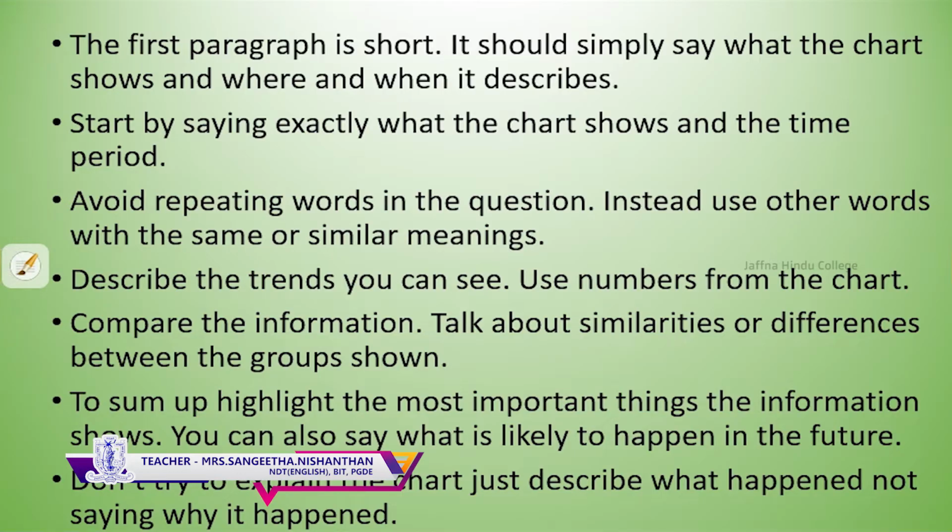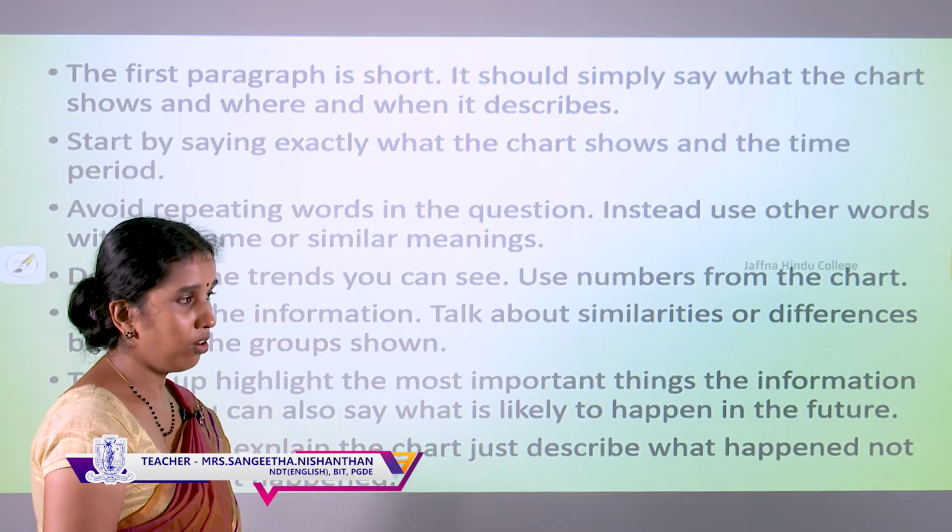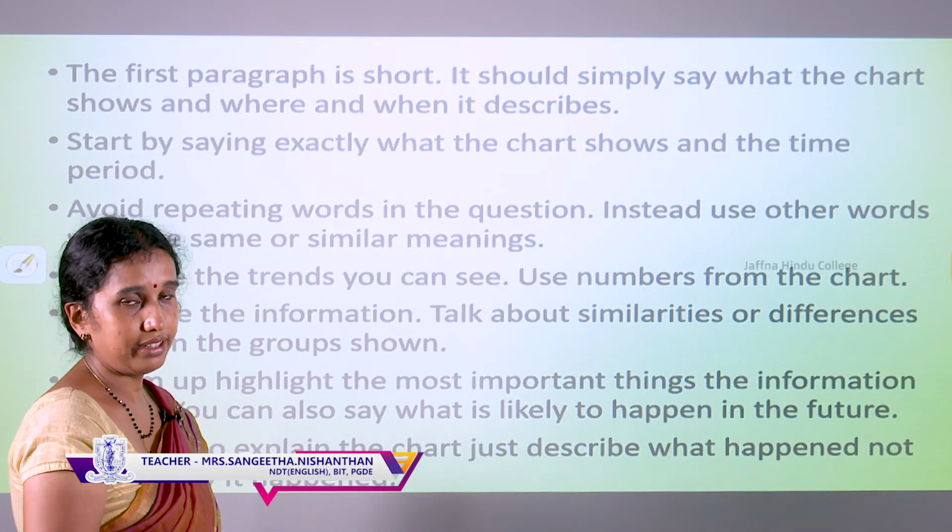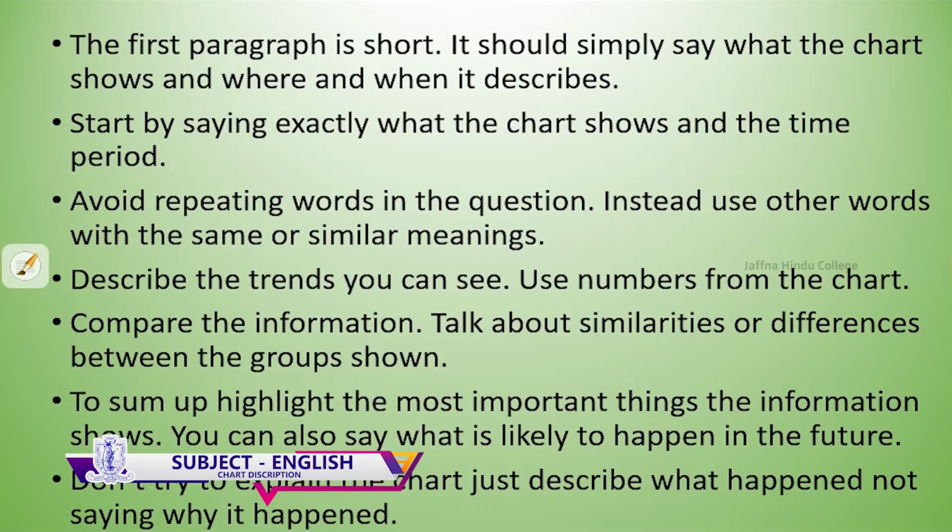Right. Some tips to describe a bar chart. The first paragraph is short. Write it short. It should simply say what the chart shows and where and when it describes. What it shows, where and when it describes is enough for the first paragraph. Start by saying exactly what the chart shows and the time period. The exact amount that the chart shows and the time period it denotes.